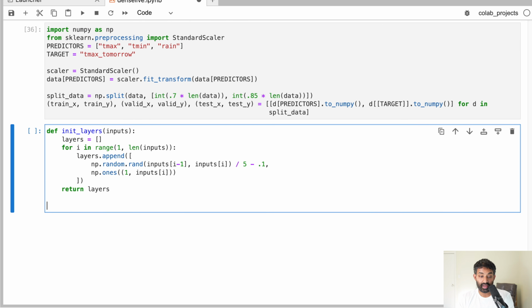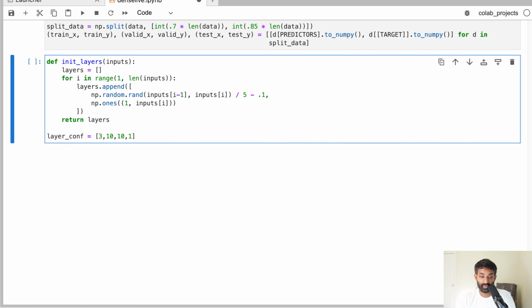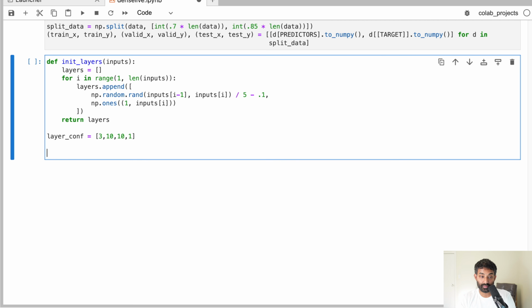And then we'll return layers. And then we'll set up a layer config list, which will just configure how many layers we want. The first layer will be the input layer. So we're telling the network, hey, we're going to input 3 features, Tmax, Tmin, and rain. Then the first hidden layer is going to calculate 10 features from those 3. The second hidden layer will calculate 10 more features. And the last layer will just output a single number, which is our prediction.